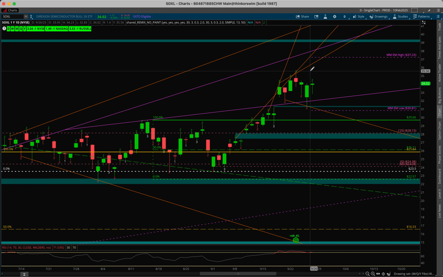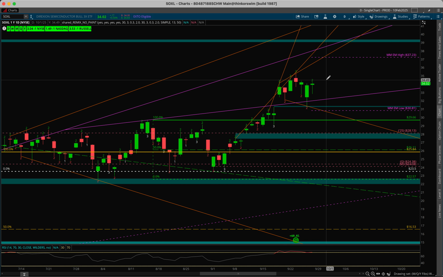So even if we do get to the bottom of the market maker's expected move low, it is still a level of support. So again, even if we get down to this 29.66, I would even call this the major line in the sand that we should be bouncing off, if we get a pullback to that level, if things are going to remain bullish.